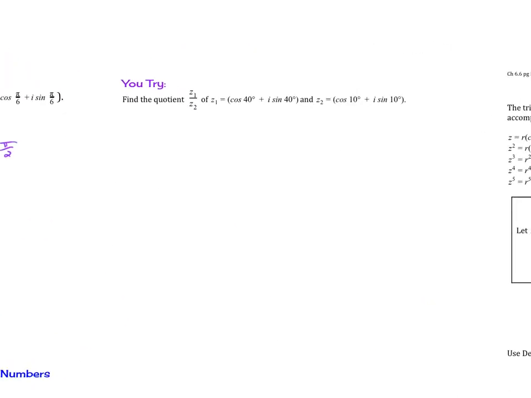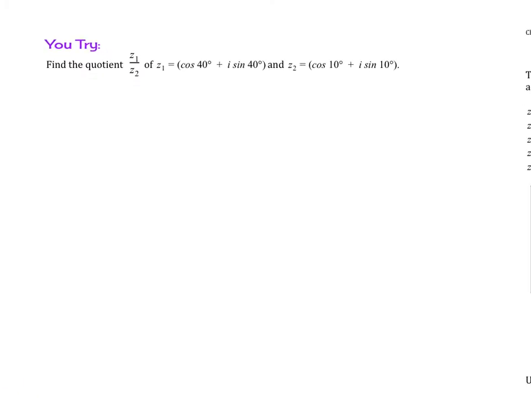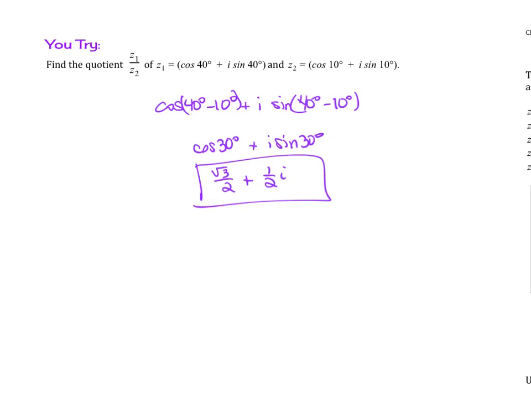So try this example here. Find the quotient of these here. Okay, that one should be pretty fast. So this ends up being root 3 over 2 plus 1/2 i.